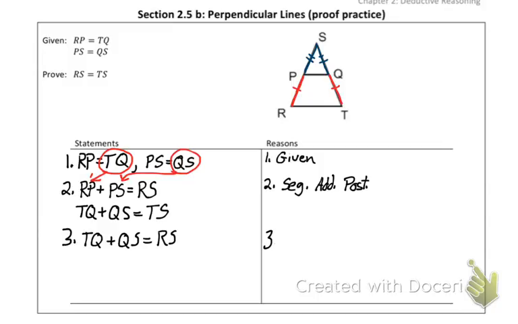What property would you use to say that? Substitution. But we just know this fact, right? The only thing we could do is replace TQ plus QS with RS, but that only works if RS equals PS or something. Okay, so we need to do this first, which is our substitution. Can you skip that step and just assume it? No. Oh, that's nice.